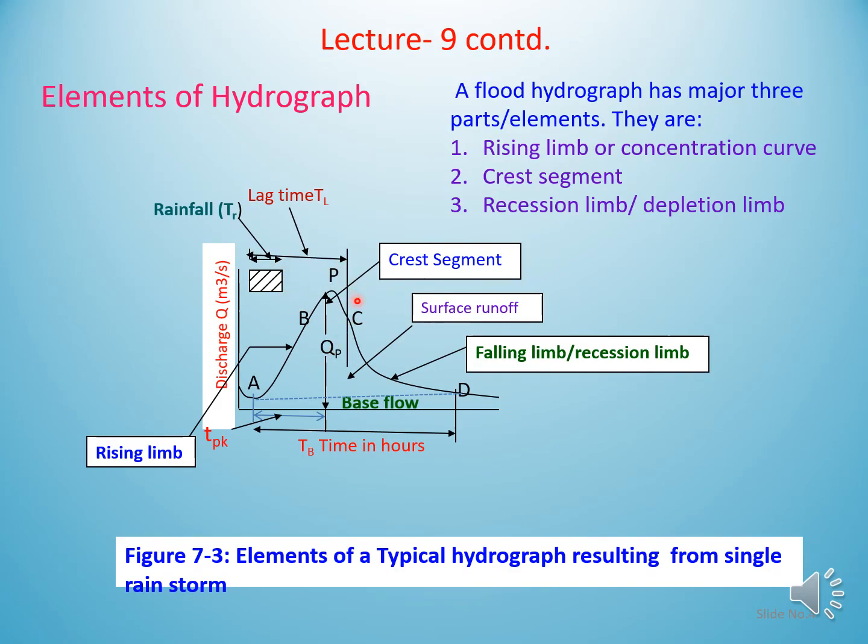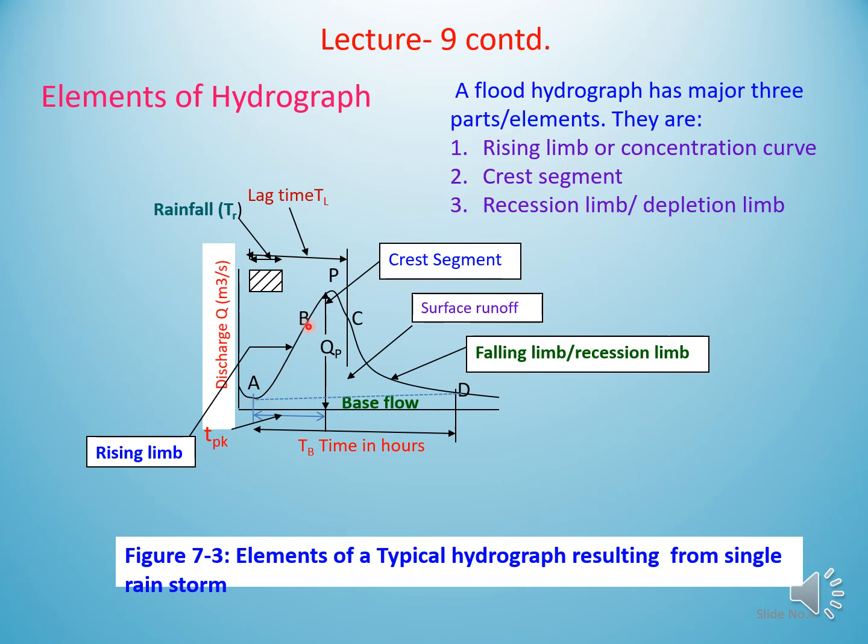Here we can see this is a hydrograph with one peak flow. The hydrograph of this kind, which results due to an isolated storm, is typically a single-peaked skew distribution of discharge and is known variously as storm hydrograph, flat hydrograph, or simply hydrograph. A flat hydrograph has three major parts, which are rising limb or concentration curve, crest segment, and recession limb or depletion limb.